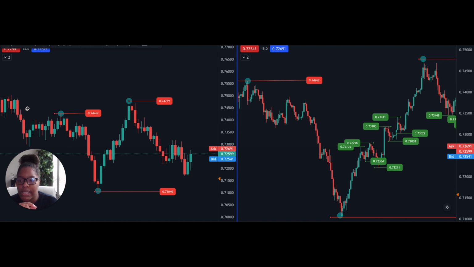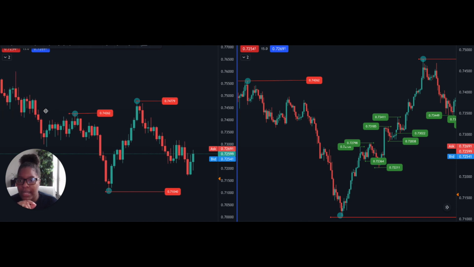So let's do an example. We're going to go back just a little bit here. I'm not going to tell you guys the pair nor the time frame, but if you can figure out the pair and if you can figure out the time frames that I'm using, then drop them down in the comment section below. Okay, so we're going to make this into a little game for today.